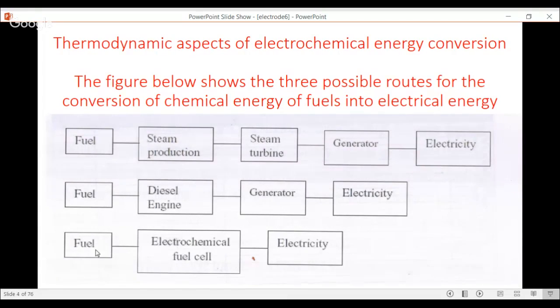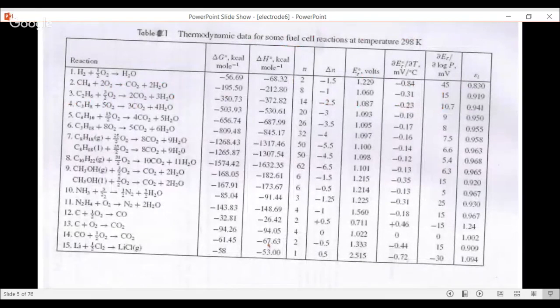Whereas if I take the fuel and put it in an electrochemical fuel cell, and it converts 50%, then 50% electricity will be there. We will explain it in a minute. And what is this efficiency? Why is it a product function and not an additive or a subtractive function?